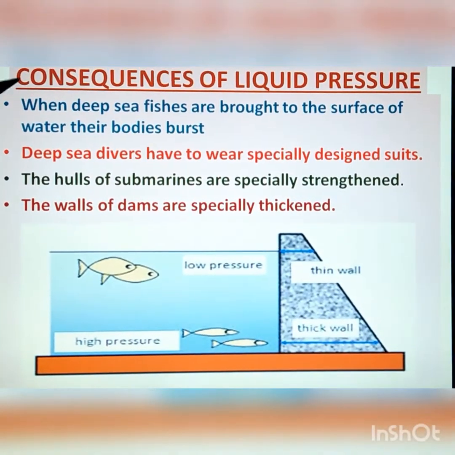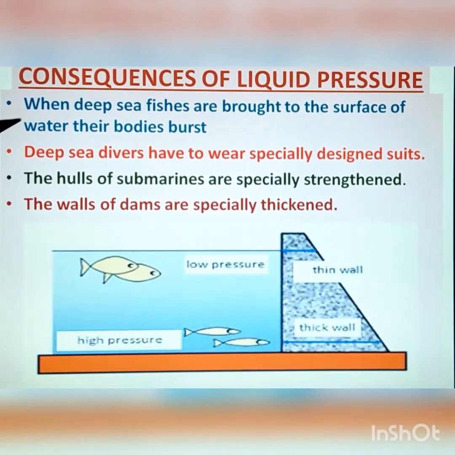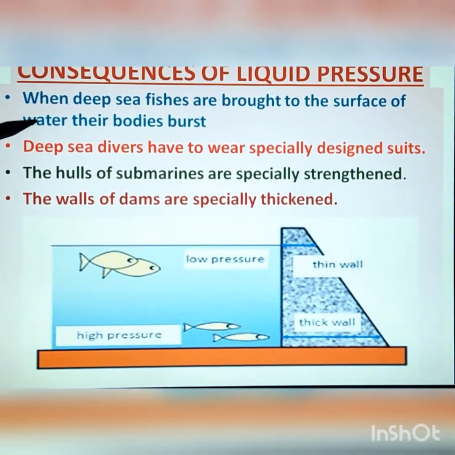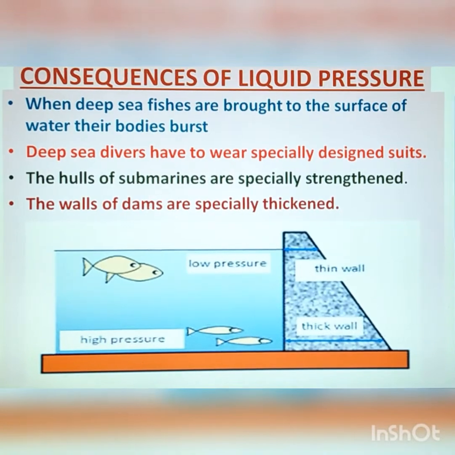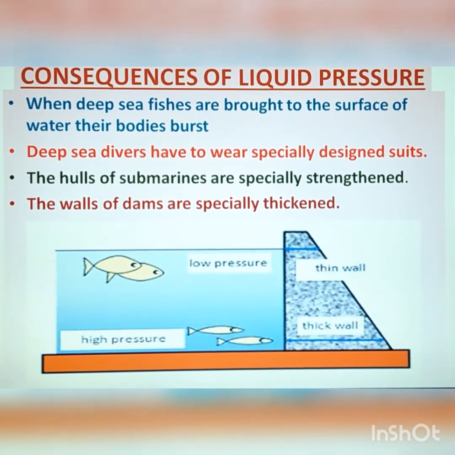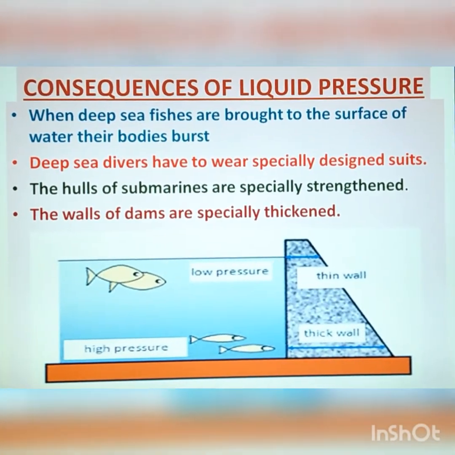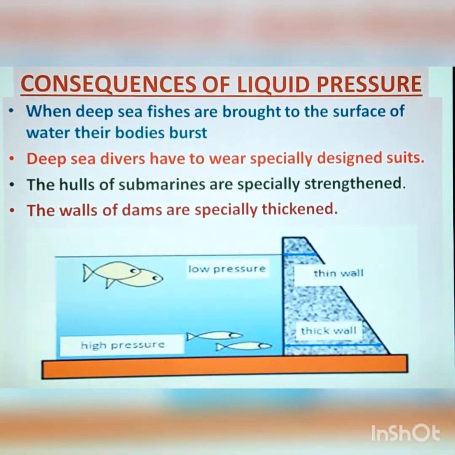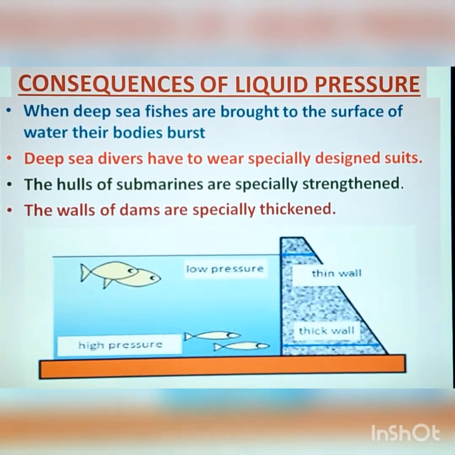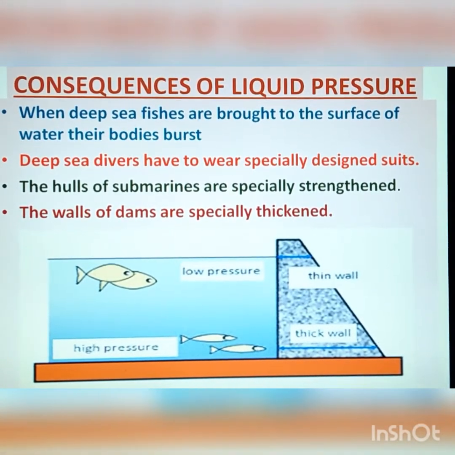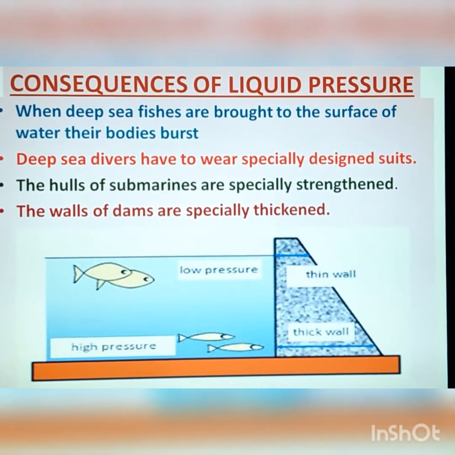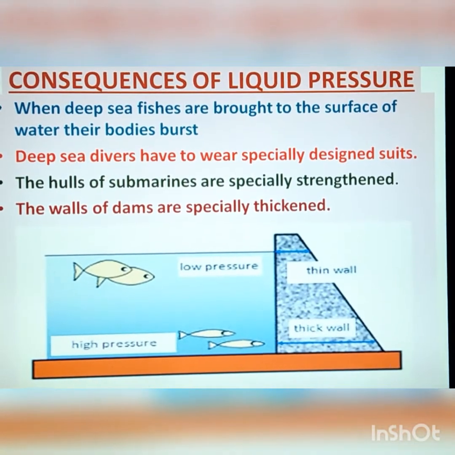Now, what are the consequences of liquid pressure? First, when deep sea fishes are brought to the surface, their bodies burst. Why? Because deep inside the water, the blood pressure of the fishes is also at the same level. But as you come up to the surface of the water, their blood pressure is more, but the pressure of water on the top of the surface of the ocean or sea is less. So what will happen? Because of their high blood pressure, their bodies will burst.